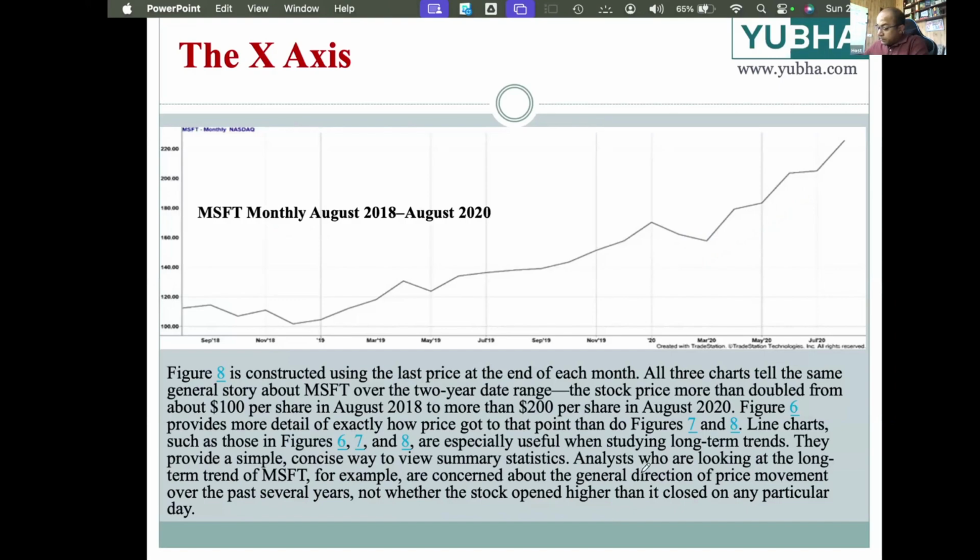Analysts who are looking at the long term movement of Microsoft are concerned about the general direction of the price movement over the past several years, and not whether the stock opened higher or lower on a particular day. But if I am trading an intraday strategy, then I'll be very interested in whether the market has opened or closed at a particular level, because that is where I'll make the money. But somebody who's looking at it for several years doesn't care about one day movement in the Microsoft price.